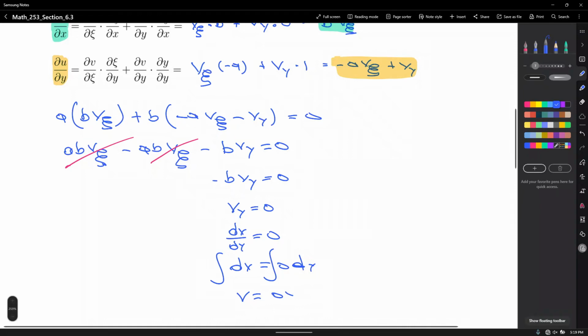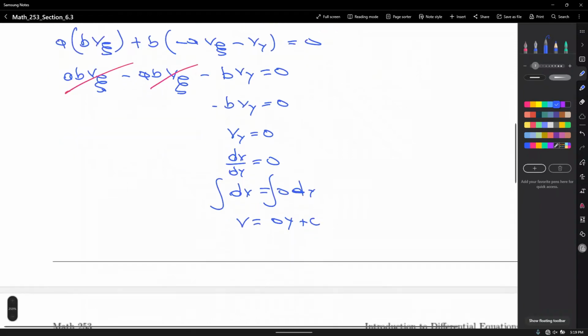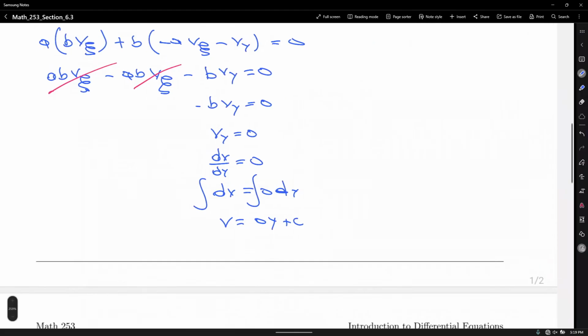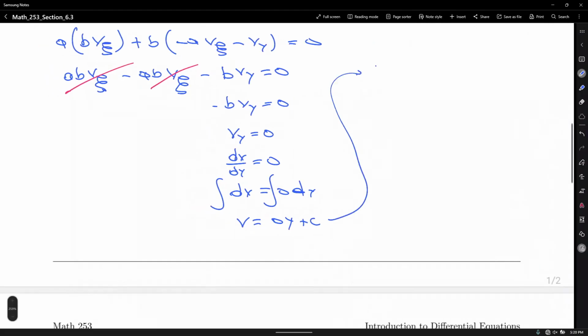v equals 0y plus c, where in this case, guys, here we need to go back to our initial setting. What is v anyway? Isn't that a function of z and y? Which is some constant c. But guys, didn't we integrate with respect to y? Because this is a function of two variables, this constant right here should be a function of the other variable that was held constant. In this case, z.